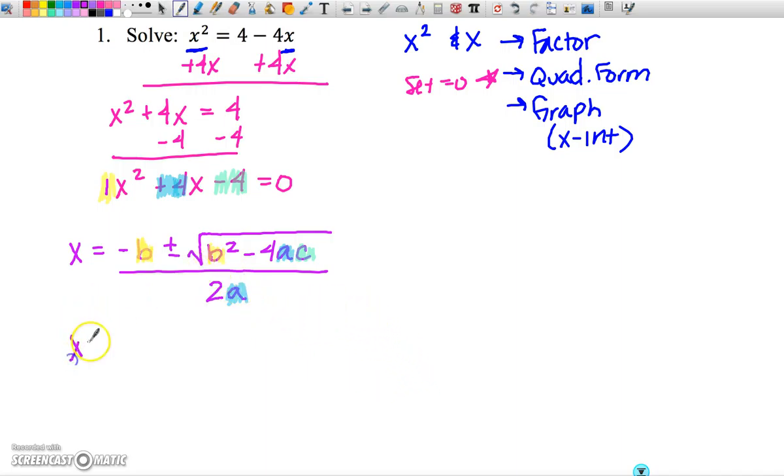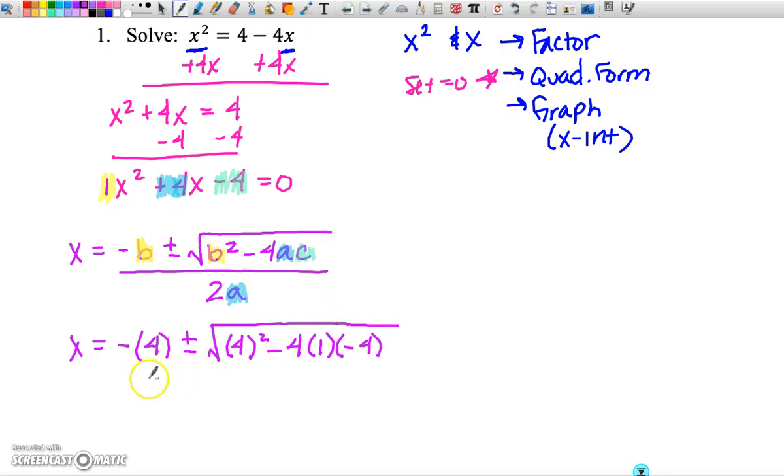So let's start with x equals negative. I'm going to put the 4, that's our b, in parentheses, plus or minus the square root of, parentheses again around the b squared, minus 4 times a, which is 1, times c, which is negative 4. And that all goes over 2 times 1.